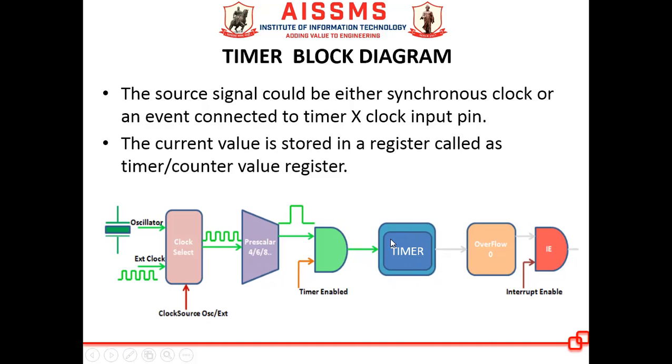Up timer means if you load the timer by a value equal to 0, 0, 0, 0, then it will go to the next state which is 0, 0, 0, 1. It will start counting from that value, and when it reaches FFFF, that is if you consider it as a 16-bit timer, it will reach to a value FFFF all ones. The next state will be equal to 0, 0, 0, 0. So when it rolls from all ones to all zeros, we say that the timer has overflowed. So whenever the timer overflows, if interrupt is enabled, the corresponding interrupt is generated. So this is a basic block diagram of a timer.